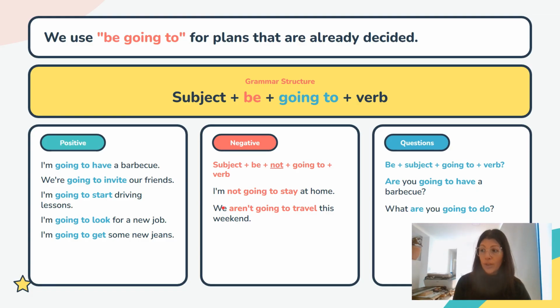If you want to make a question, we use the verb be at the beginning, then the subject, then going to, and then the verb. For example, are you going to have a barbecue? Yes, I am. No, I am not.